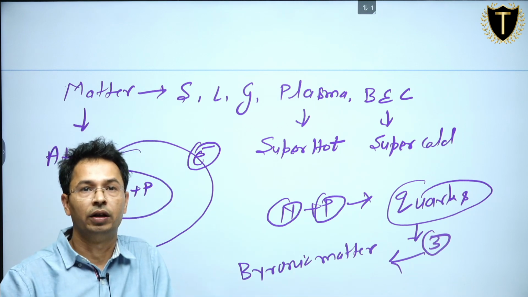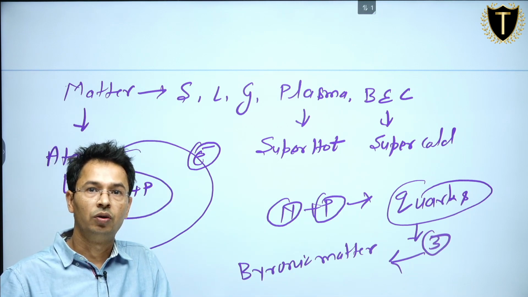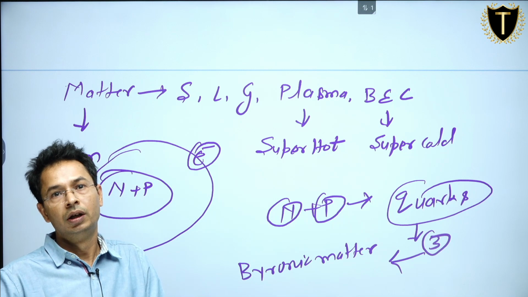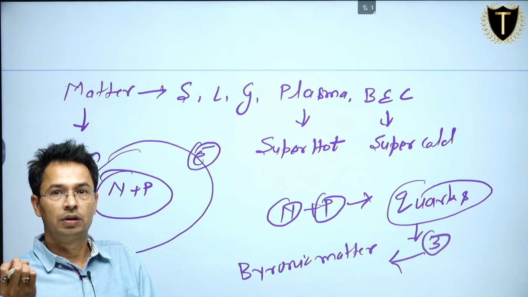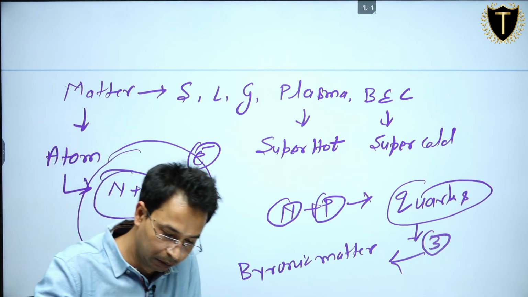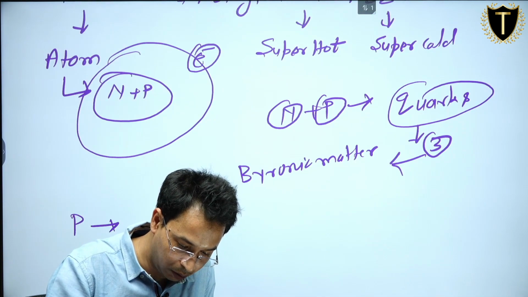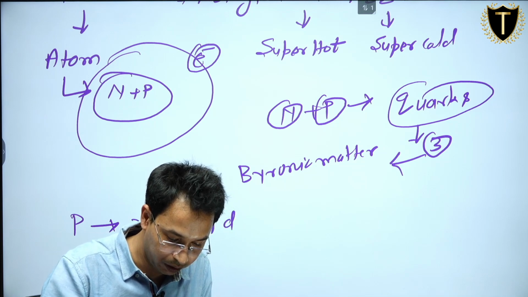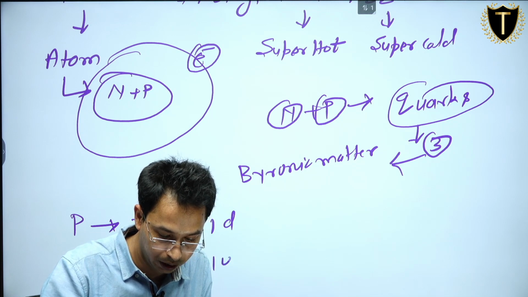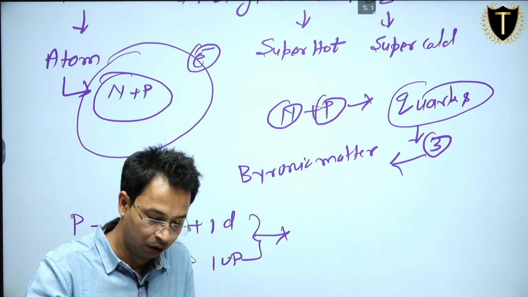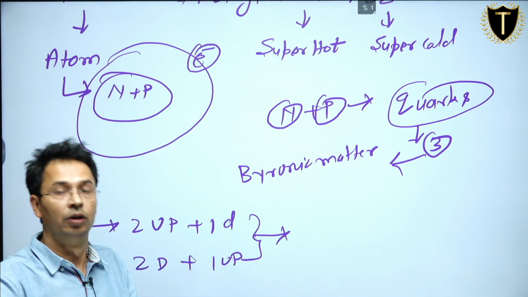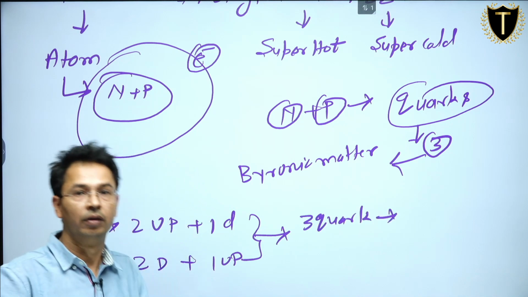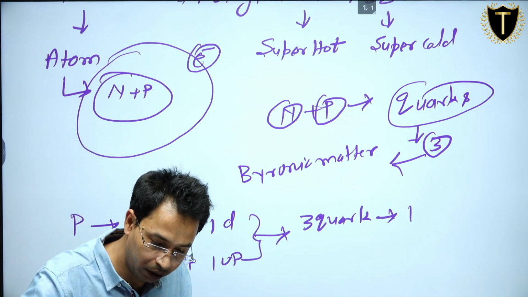So whatever matter you see in the universe is actually Baryonic matter, because each and every atom is made up of neutron and proton, or proton, and these protons and neutrons are made up of quarks. Basically 3 quarks. Proton is made up of 2 up quark and 1 down quark. Neutron is made up of 2 down quark and 1 up quark. And whatever is made up of 3 quarks is known as baryons.